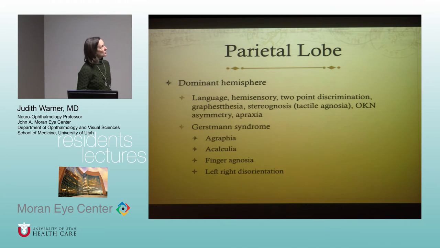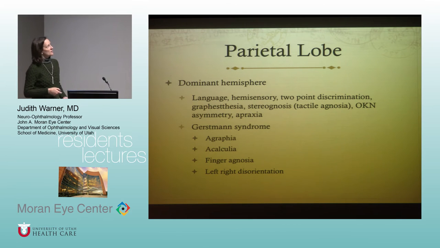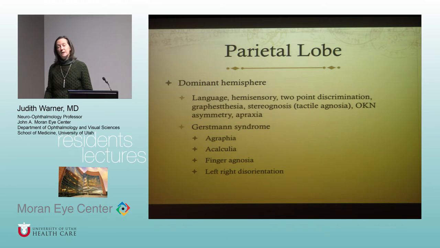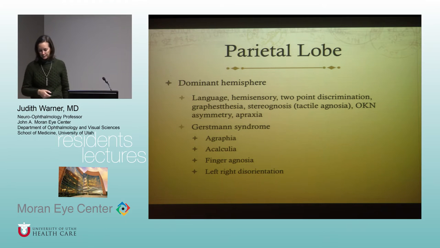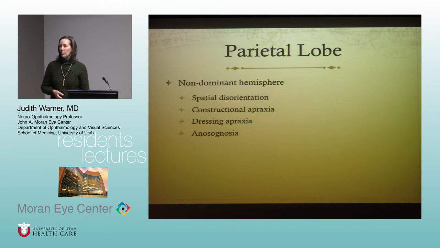Parietal lobe lesions can be associated with some really interesting neurologic syndromes: language problems, hemisensory defects in the dominant hemisphere, and Gerstmann syndrome of agraphia, acalculia, finger agnosia, and left-right disorientation, which is extremely hard to document, especially if you have finger agnosia, because if you're asking which finger it is and they can't even name their finger, then how do you know? Kathleen and I have had a little thought experiment about that one. The non-dominant parietal lobe is associated with spatial disorientation, constructional apraxia, dressing apraxia, shaving apraxia, and anosognosia, unawareness of the defect.